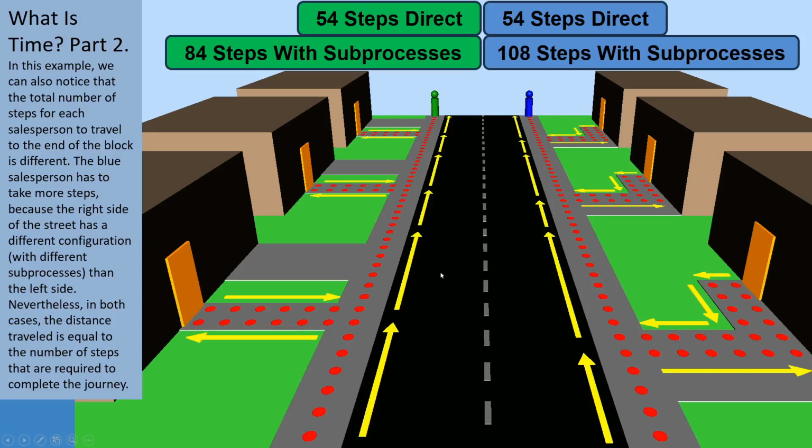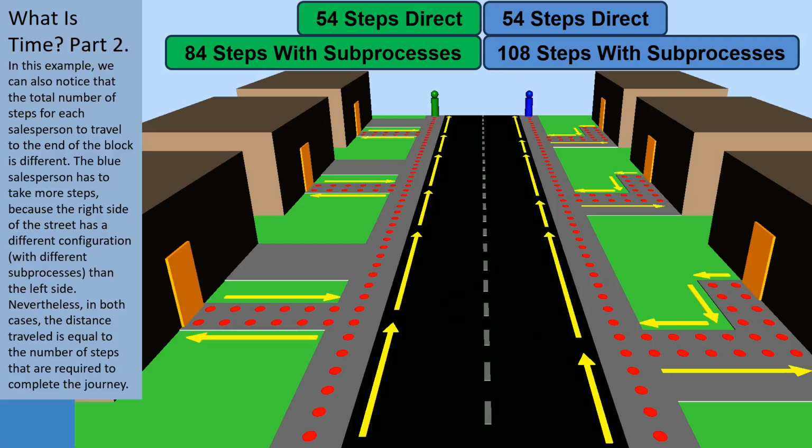So when we're dealing with complex systems like a clock, there's a lot of sub-processes that have to be understood indirectly. When we take into account all of the sub-processes, we have 84 steps with sub-process on the green side and 108 steps with sub-process on the blue side, which makes those systems different, even though they may seem to be the same when we measure them directly.